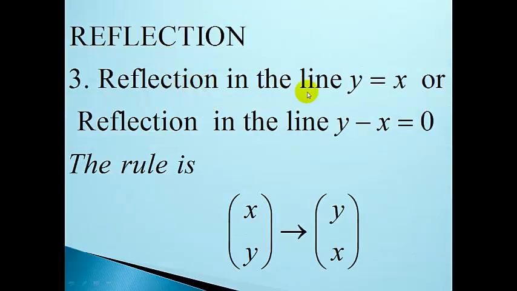Now we have reflection in the line y equals x, or reflection in the line y minus x equals 0. The rule is (x, y) maps to (y, x). That means that the x coordinate now becomes the y coordinate, and the y coordinate now becomes the x coordinate. That is the rule for reflection in the line y equals x: (x, y) maps to (y, x).